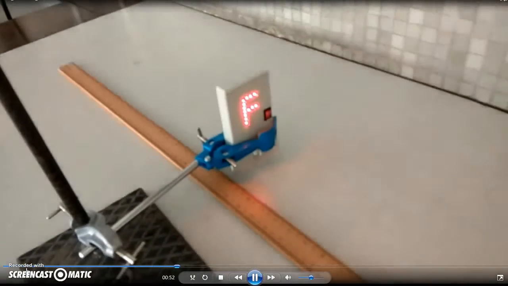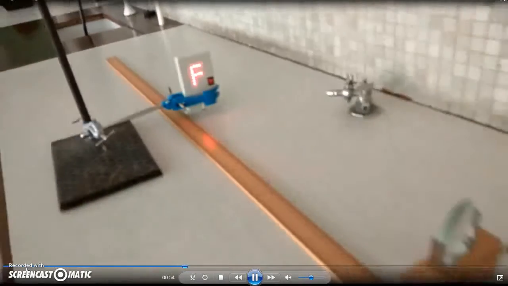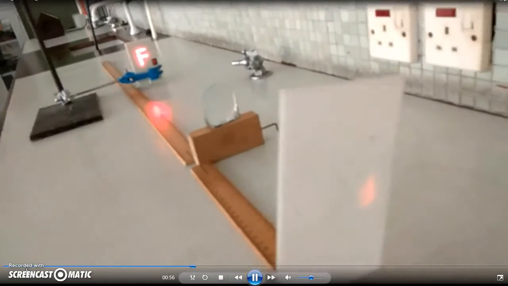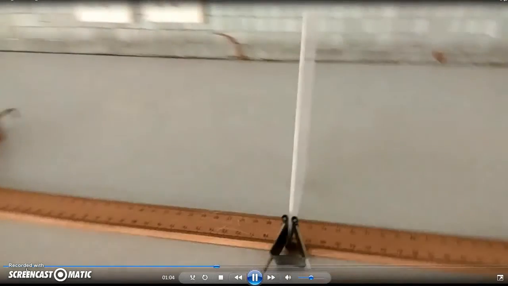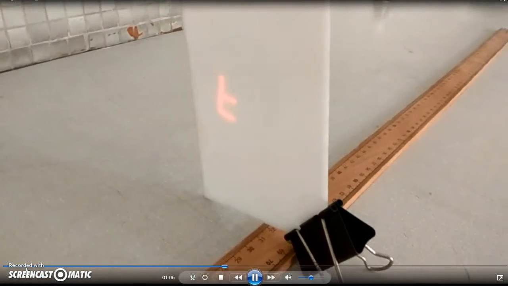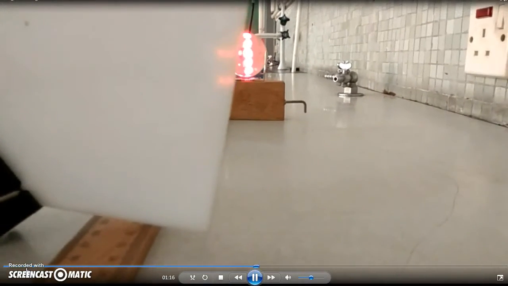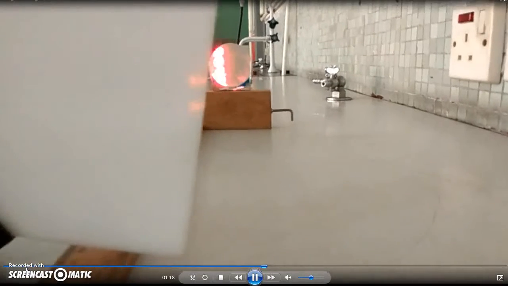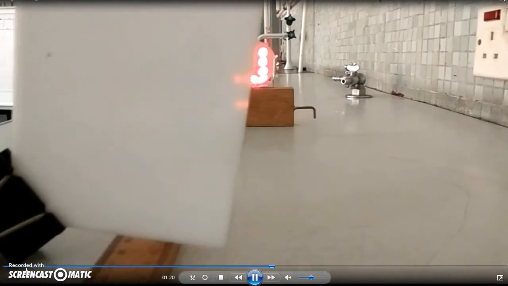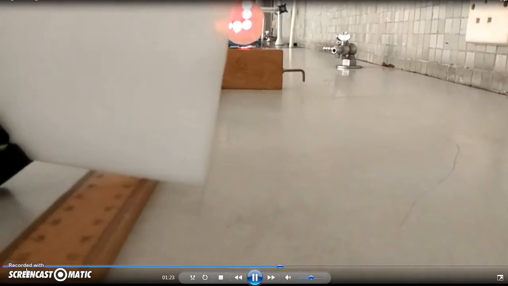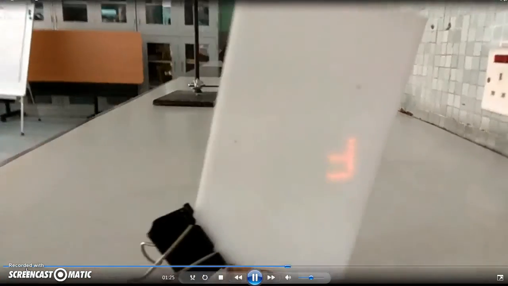And next, we will move the object forward, closer to the lens. And we have to adjust the screen to form a clear image. It becomes bigger. You can see at that time the image has the same size as the object. And you can also see the image through the lens directly. Or you may look at the image on the screen.